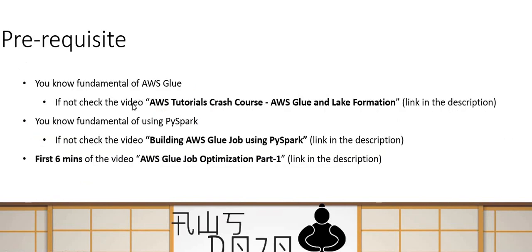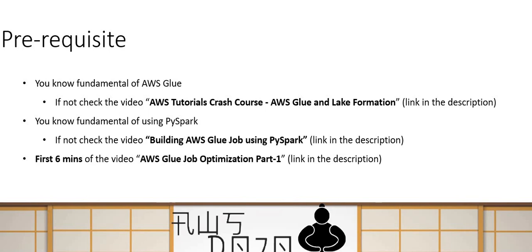So, some of the prerequisites. AWS Glue Job Optimization is a fairly advanced topic. So if you don't know about AWS Glue, Lake Formation, and how to use PySpark with AWS Glue Job, then you need to know that first. In case you know these things, you can simply move on, and if you're not, I'm going to provide certain links in the description below, and you can use those links to understand the fundamentals of Glue Job and the fundamentals of PySpark.